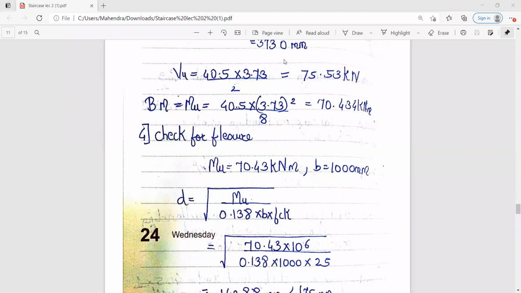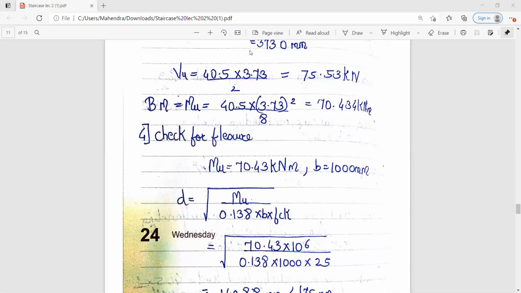Then you need to calculate the bending moment. For bending moment, again you are going to use the formula WL square by 8. Same, W is 40.5. L square is nothing but the L effective. So L effective you got is 3.73, in bracket whole square, divided by 8. So after calculation, the bending moment value you get is 70.434 kilonewton meter. Then proceeding with the next step, you have to calculate the flexure.